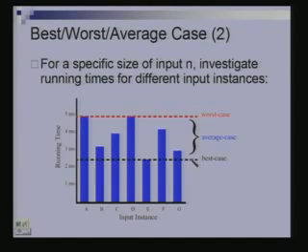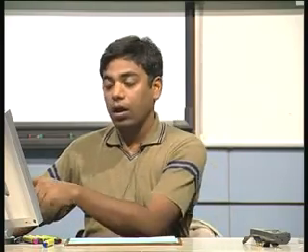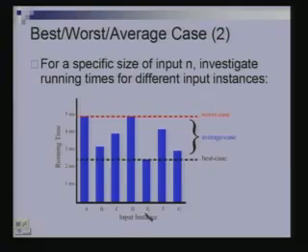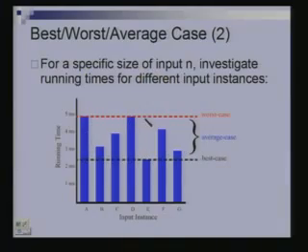The best case would be the smallest time that your algorithm would take. And the average would be the average of all of these infinitely many bars. So that was for inputs of one size n. That would give us the values, so we can then compute worst case, best case, and average case.